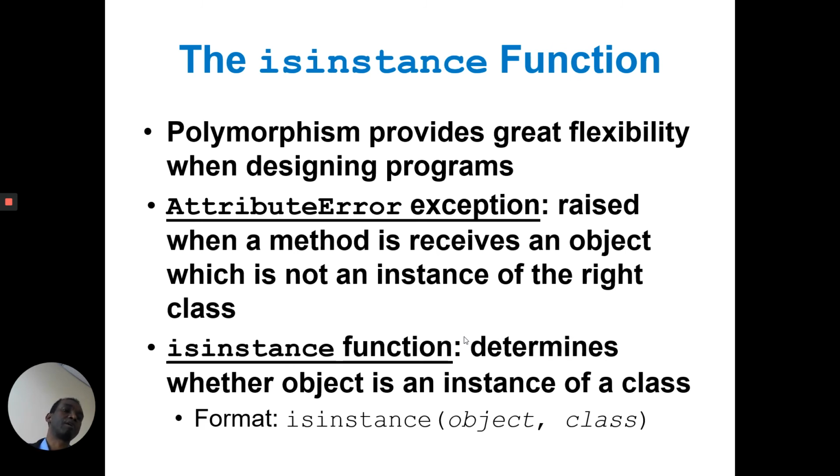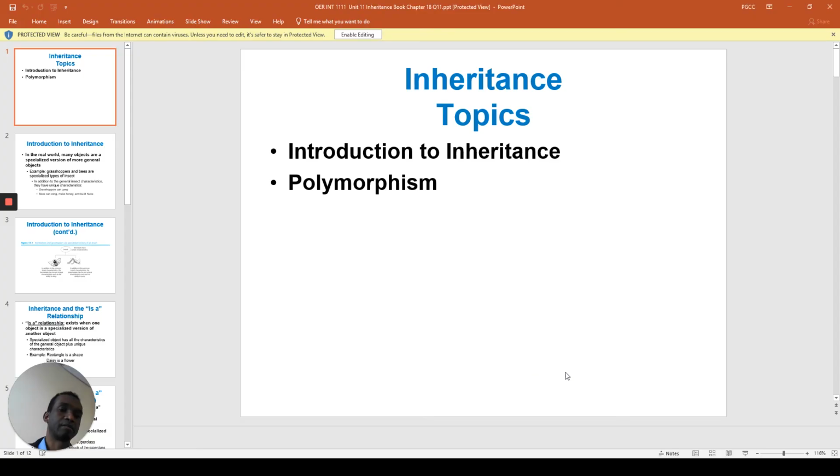So polymorphism provides great flexibility when designing programs. So you have the attribute error, an exception raised when a method receives an object which is not an instance of the right class. The isinstance function determines whether an object is an instance of a class. So these are basically Boolean checks, and this is the format. So you just get true or false. So this was just a short chapter, just going over the concept of polymorphism and inheritance.